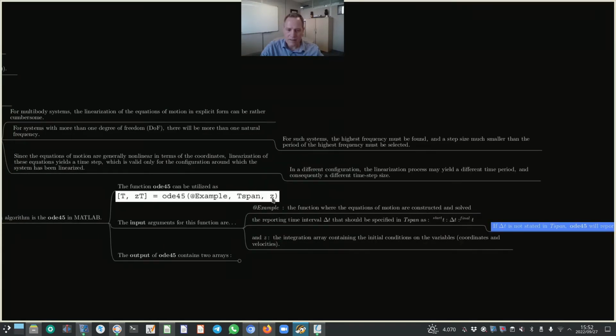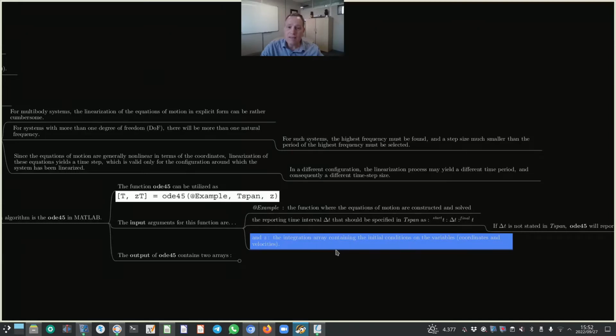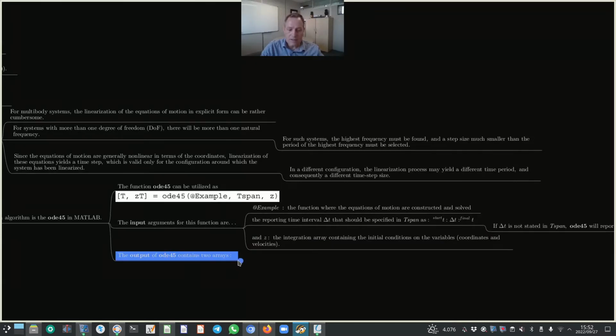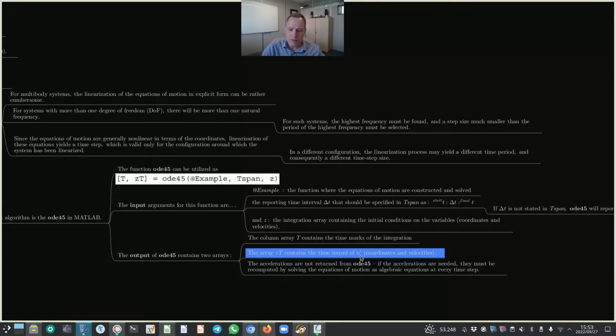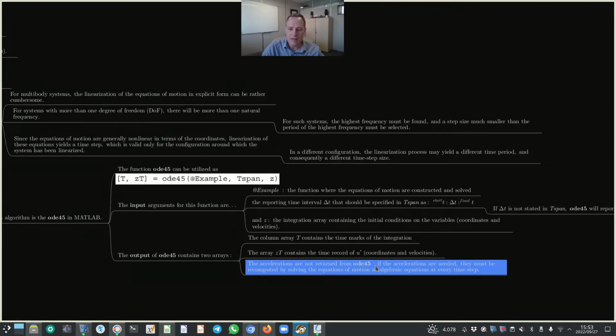Now, Z, the third input argument, is the integration array containing the initial conditions on the variables. In other words, our coordinates and velocities. Now, the output of this ODE45 algorithm contains two arrays. The column array T contains the time marks of the integration. The array ZT contains the time record of the transpose of Z, which is the coordinates and velocities. The accelerations are not returned from the algorithm ODE45. If the accelerations are needed, they must be recomputed by solving the equations of motion as algebraic equations at every time step.